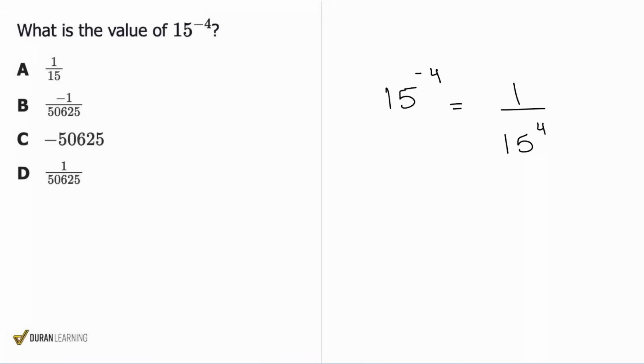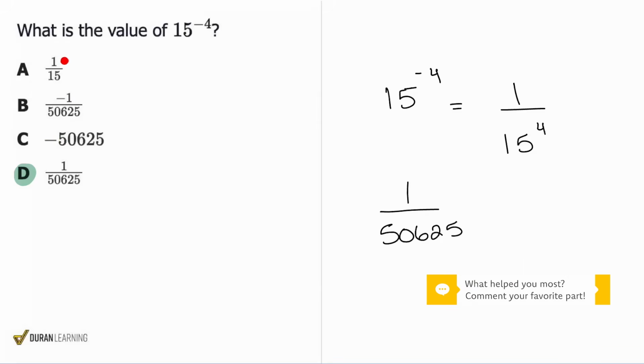And just like we observed just about 30 seconds ago, everybody, 15 to the power of 4, we can replace that with 50,625, which is the only answer that's written properly. That is answer choice D, 1 over 50,625. This is not a negative number. The negative exponent means you're flipping it between numerator and denominator. It does not mean your answer is going to be negative. And 15 to the power of 4 is not 15. So there we go. The correct answer here, everybody, is answer choice D.